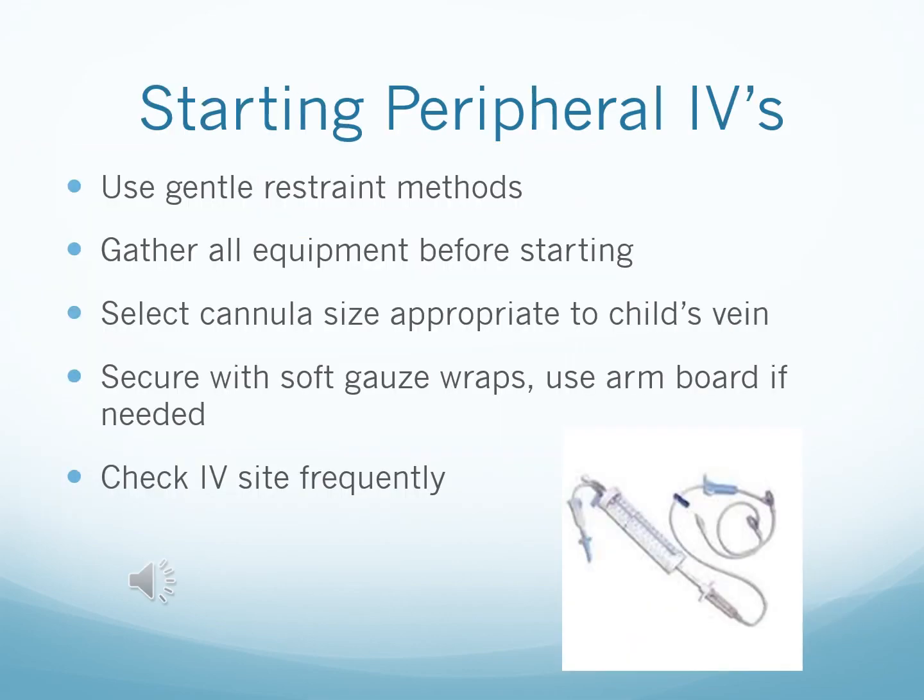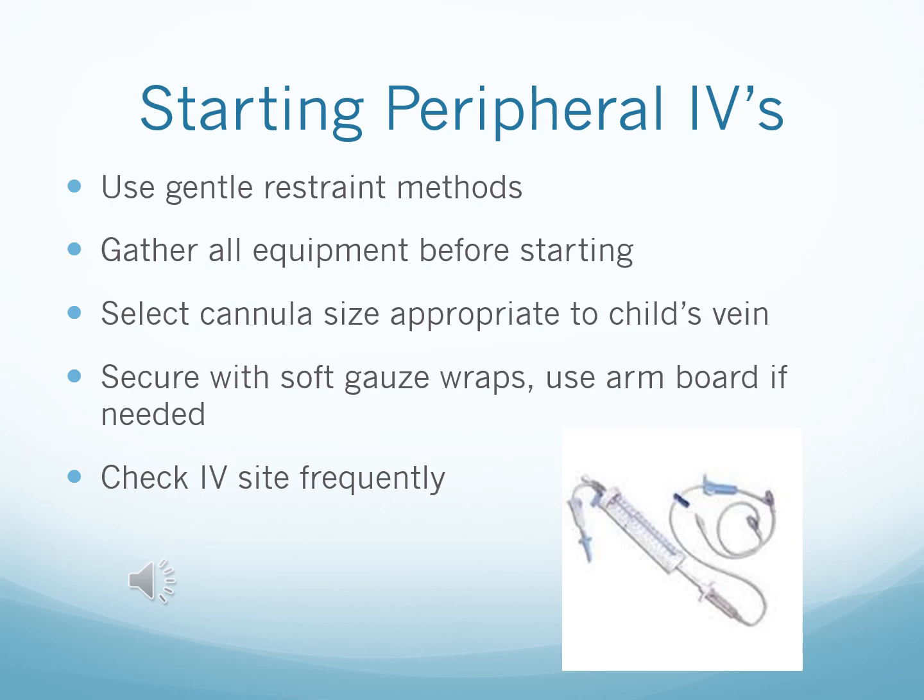When we talk about starting peripheral IVs on pediatric patients, you want to use gentle restraint methods. Gather all your equipment before you start. You want to select the cannula size appropriate for the child's vein. Generally, that's a 22 to a 24 gauge needle.